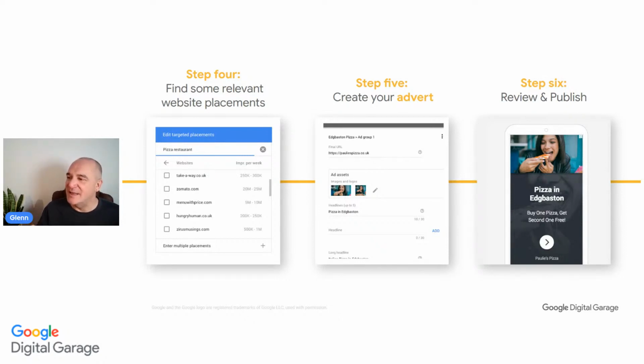Add assets underneath that. Assets are essentially the images that you're going to be using to make your advert stand out. The headline there is going to be Pizza in Edgbaston. And you can see that when you review the advert that you've just built on the screen there, you've got the image that you can see under Add Assets. And that's important too. There's a reason that's a good image.